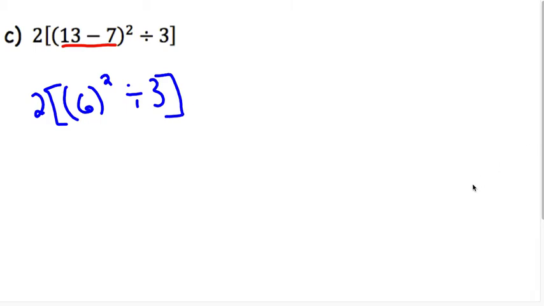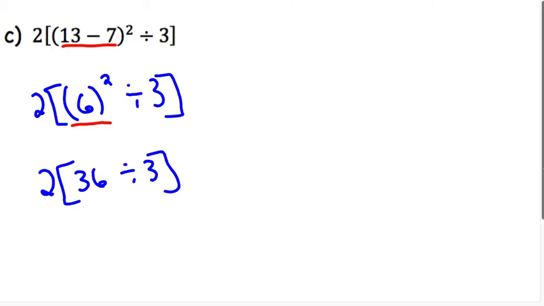Now, inside the bracket, I still have to follow my order of operations, so I need to do the exponents before I do the dividing. So bring down the 2, bracket, 6 squared is 36, divided by 3. And one more thing to clean that up, 36 divided by 3, bring down the 2. 36 divided by 3 will give me a 12.